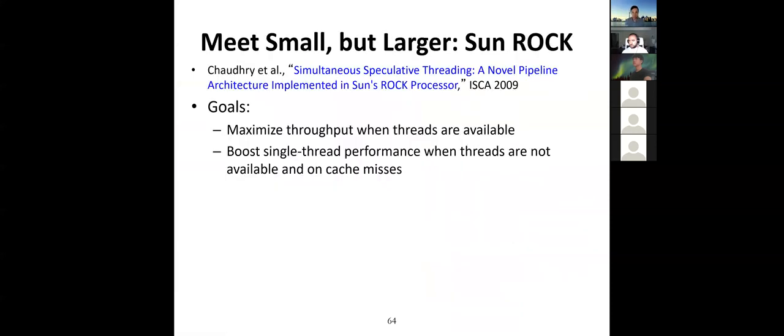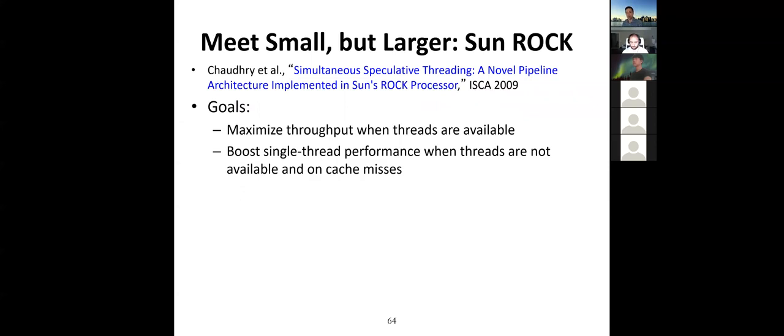So meet small but larger. So Sunrock. This is the follow-up. They realized that small is cool, but the performance comes from larger ones. They start to build larger cores, and that's, I think, one of the last chips that Sun built because they were acquired. Simultaneous speculative threading and all pipeline architecture implemented in Sunrock's processor was at ISCA in 2009. So they even spent time before dying out on publishing at ISCA, which is quite impressive.